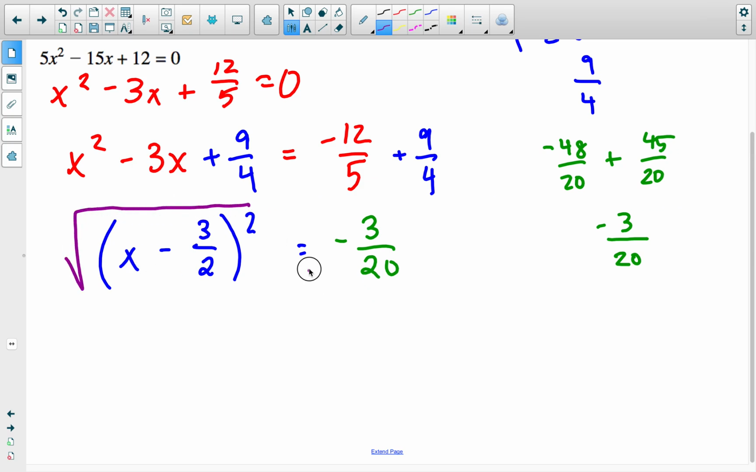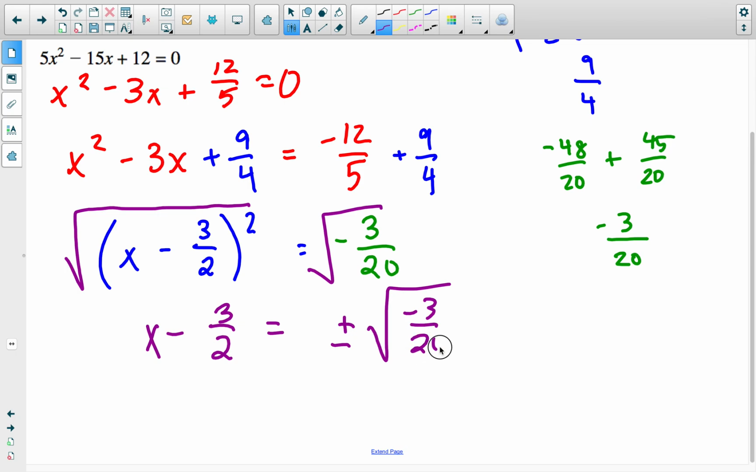Because we are the ones introducing the radical into the problem, we have to put a plus or minus. So x minus 3/2 equals plus or minus square root of -3/20. That radical extends over both the numerator and the denominator. We had a negative under there, so we're going to have an i at some point. X equals, add 3/2 to both sides, x equals 3/2 plus or minus i square root of 3/20.